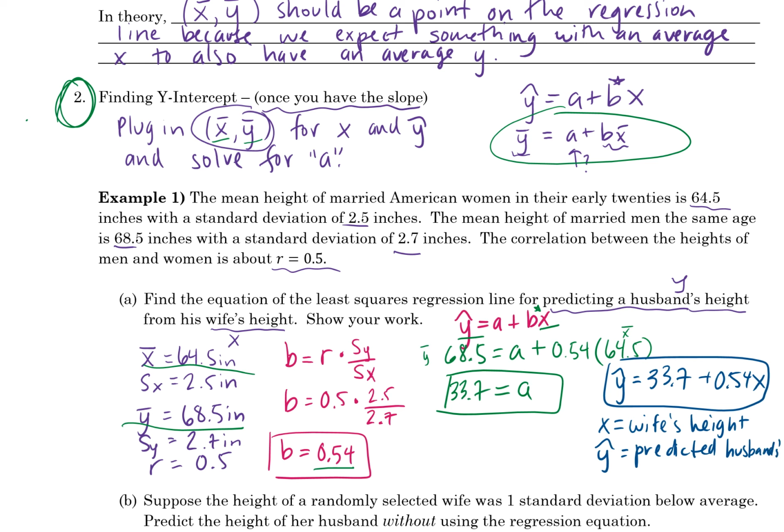Or I guess you could say husband's predicted height. That would make a little more sense. Or instead of y hat, you could write husband's height with a little hat on it, and then instead of X, you could put wife's height. Either way, totally up to you. But this is it, guys. This is your final answer.